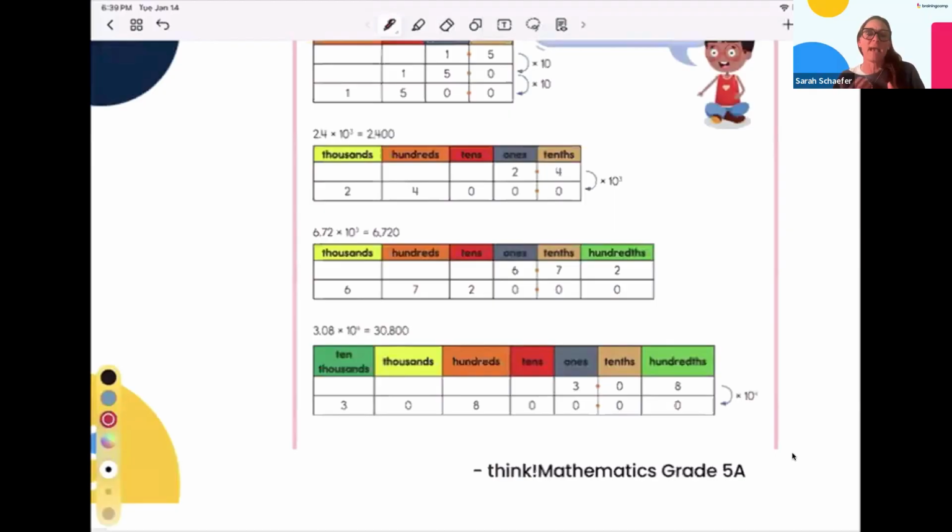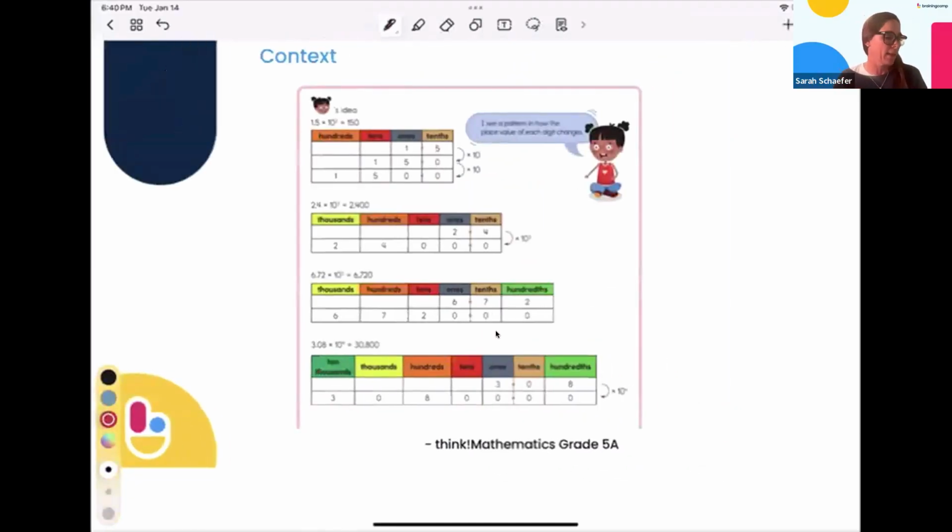And then we just scaffold it on. So they might say, well, that 3 moved all the way over there. Well, let's count how many places it moved. And then, oh, so it was times 10, times 100, times 1,000, times 10,000. So how could we write that with symbols? We've got to take their childlike language and add more adult-like language to it, and symbolic language to it.